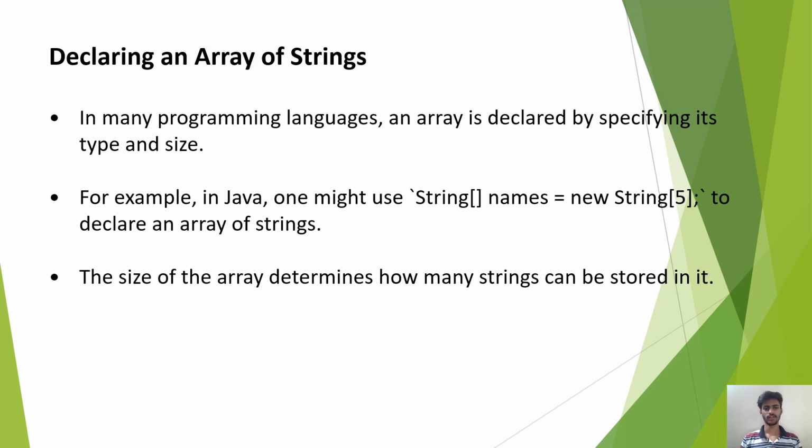Declaring an array of strings. In many programming languages, an array is declared by specifying its type and size. For example, in Java, one might use String[] names = new String[5] to declare an array of strings. The size of the array determines how many strings can be stored in it.